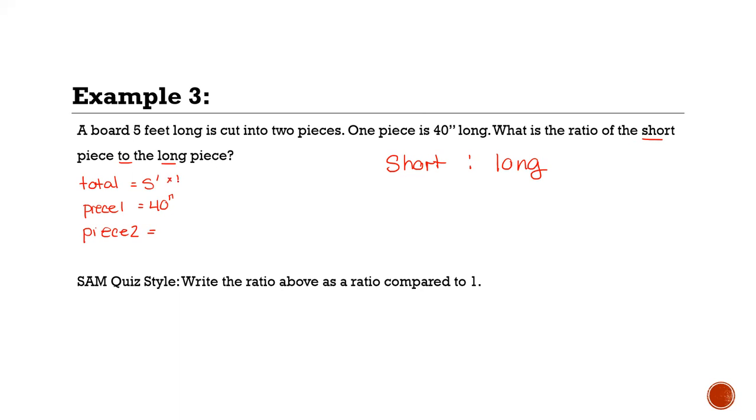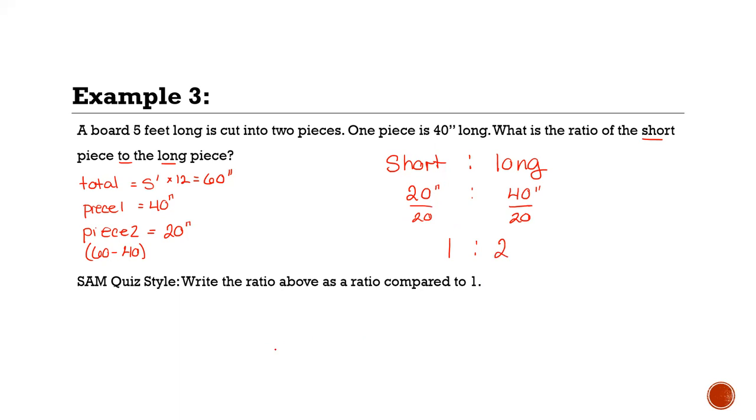So 5 feet times 12 gives me 60 inches. So 60 inches is the whole thing. One piece is 40, so that leaves us with 20 inches left. So piece 2 is just 60 minus 40, which gives us 20. Okay, so if you want to write our ratio, the short piece is first. So we have a piece that's 20 inches long. I have a long piece that's 40 inches long. And then we need to reduce. So I can divide both by 20. And this is going to give me a ratio of 1 to 2.